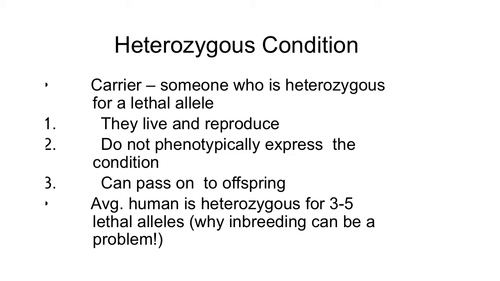So, did I introduce this term? I think so. Last lesson, I introduced the term carrier. So a carrier is someone who is heterozygous with the lethal allele. It means they're carrying the allele, but they do not phenotypically express it. So they're not affected by it, they're a carrier. They can pass it on to their children because they live long enough to reproduce. So that term carrier is really important, and it just means that they're going to be heterozygous. You'll see it pop up frequently in different questions.